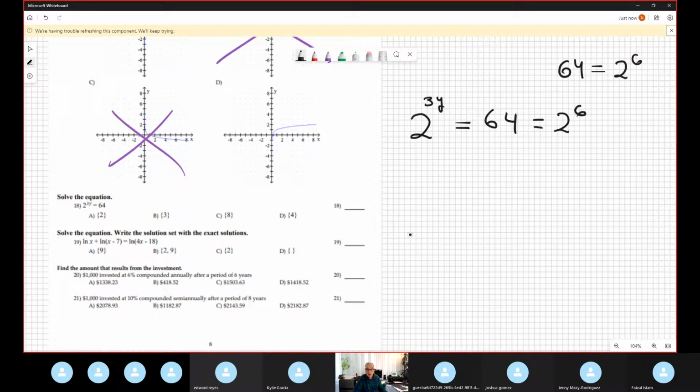Now we have two exponentials. The base is the same, therefore the exponents are equal. Finally, divide by 3 on both sides. y equals 2.